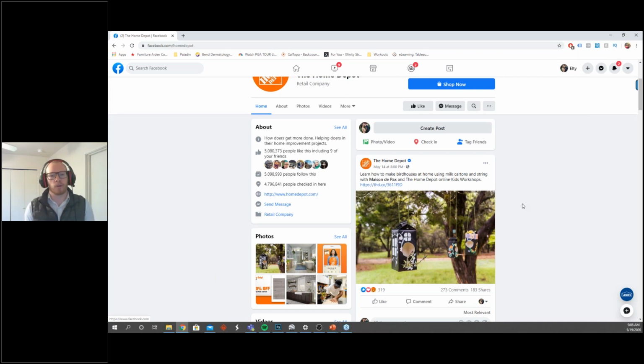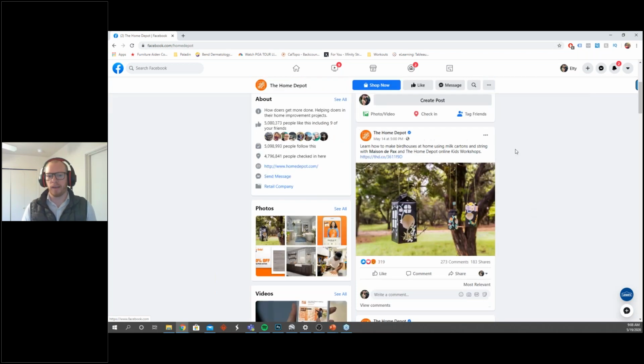When you provide valuable content, especially in the form of posts like this one at the top, which is how to make birdhouses using some homemade milk cartons and some string, this kind of content, as you can see, has 273 comments and 183 shares. This is an engaging type of content. This type of content will get comments, will get likes, will get shares, and the goal of that is to build a community in that comment section.